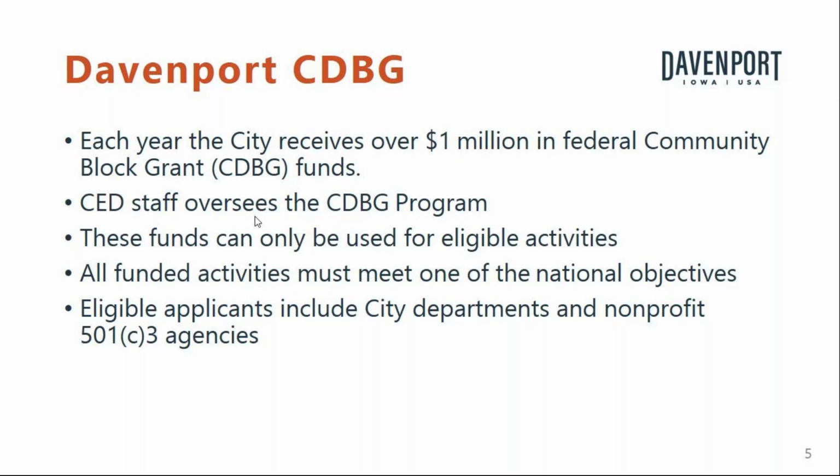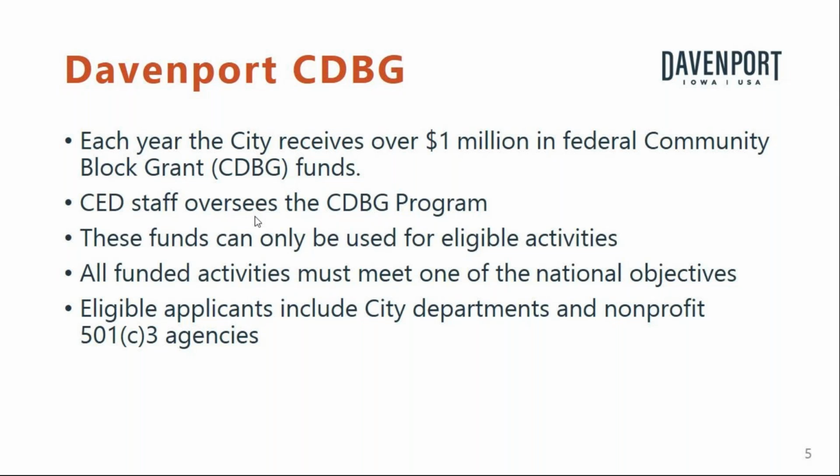So the grant is managed through our Community and Economic Development staff, and that is Megan and I who handle at least the planning and reporting side of things. And then we have other staff that operate programs and oversee some of our subrecipients to ensure that we remain in compliance and continue to receive the funds from HUD. But as I mentioned a few slides ago, they can only be used for eligible activities, and those eligible activities are things that serve low and moderate income households, and they meet those national objectives we talked about, which are direct benefit to low and moderate income individuals, benefit to low and moderate income areas, and that urgent need criteria.